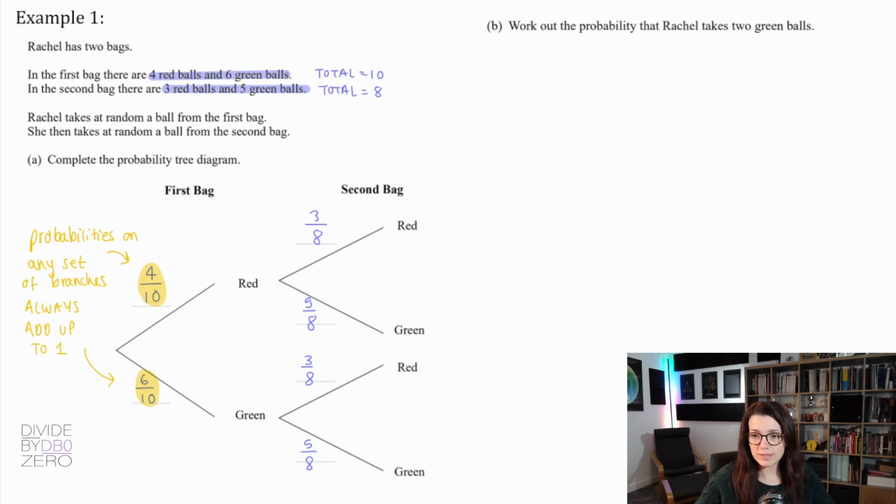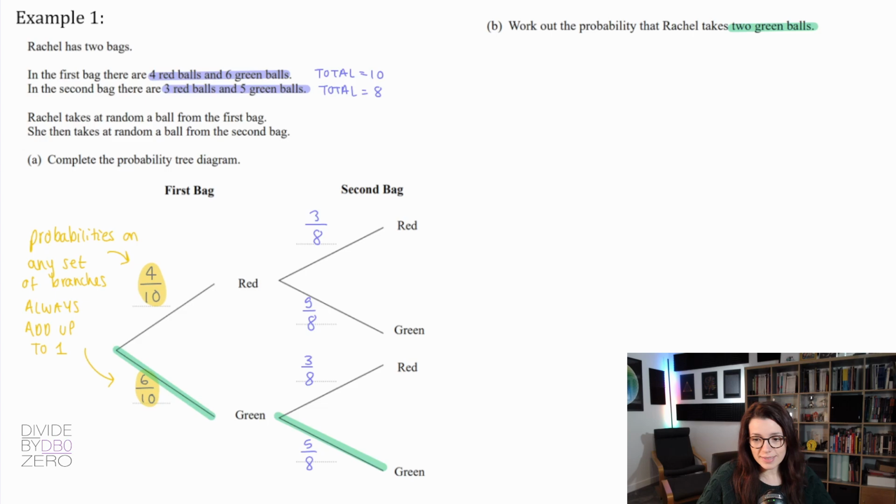Part B, they want us to work out the probability that Rachel takes 2 green balls. So I find the best way to do this is to highlight or mark the pathway that you're interested in on the probability tree diagram. So in this case, we want a green from the first bag and a green from the second bag.